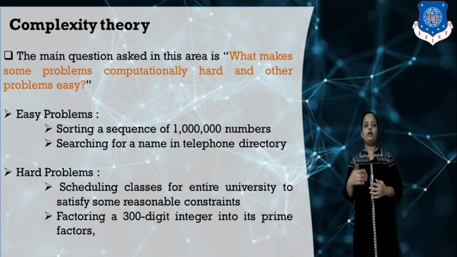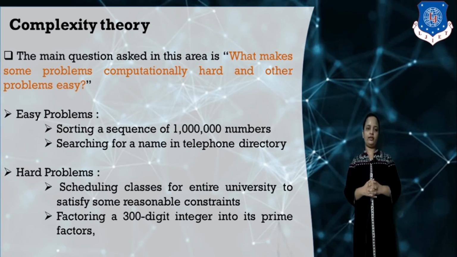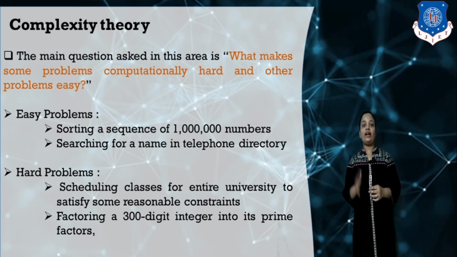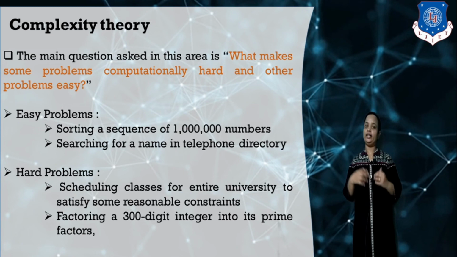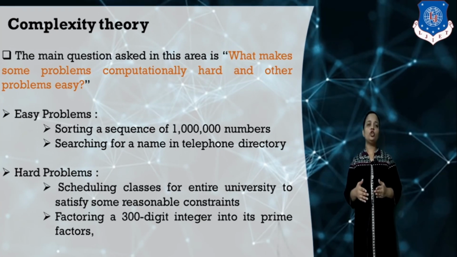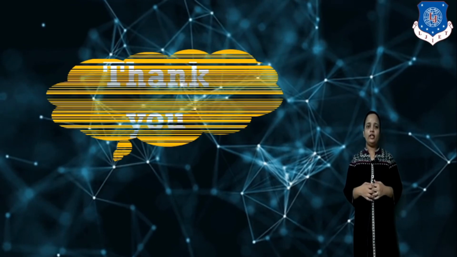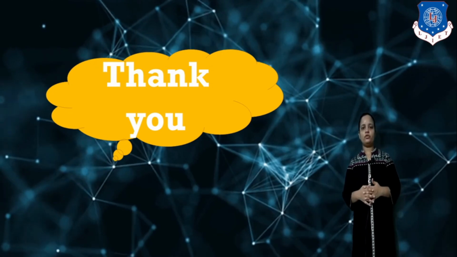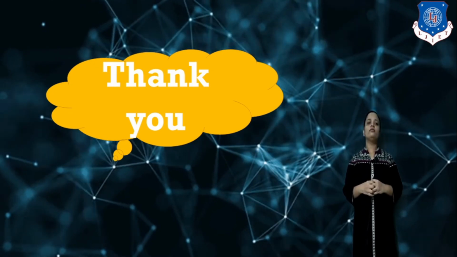Now we can take the next example, factoring a 300-digit integer into its prime factors. This is also a very difficult task. So we can say that complexity theory deals with hard and easier problems. So I hope it is clear to you. Thank you all.